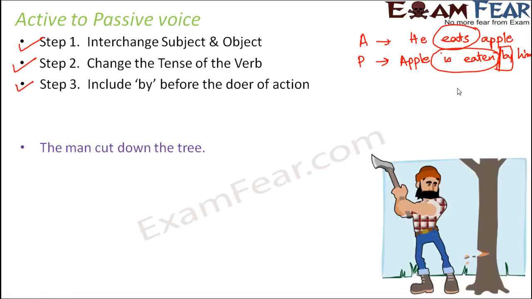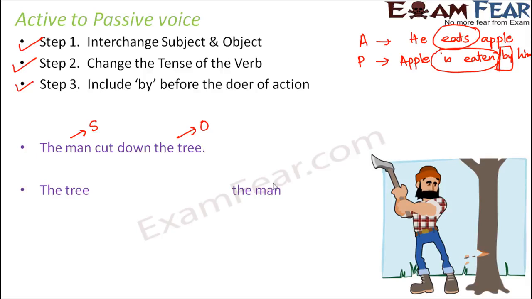The man cut down the tree. In this case, the man is the subject and the tree is the object. As per the steps which are given to us, what is our step 1? Interchange the subject and the object. So what we did, we have put the object at the first and the subject at the last. So we have interchanged the subject and the object.